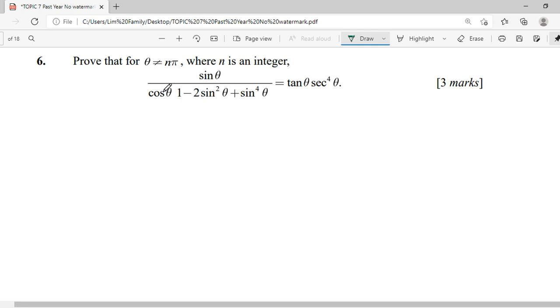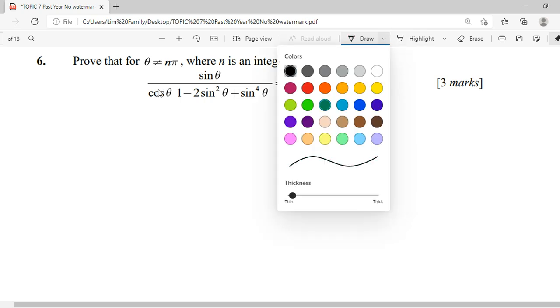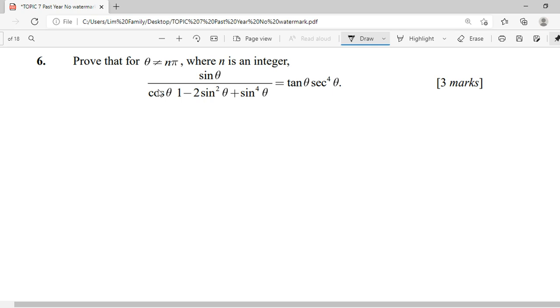Sine over, I think I got a missing bracket here. So sine theta over cos times this can be simplified to get tangent theta plus secant to the power 4 theta.